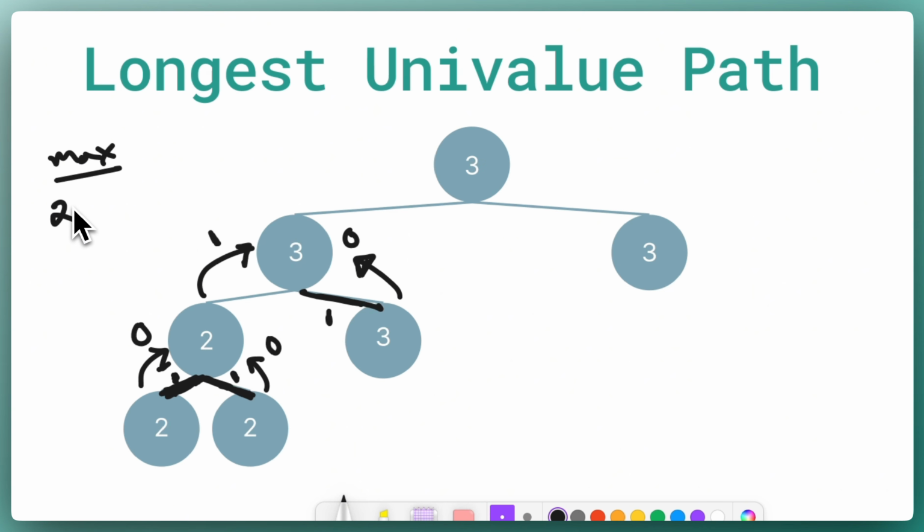Now we have to return a value up to our parent. We need to return the longest Univalue path that can be extended to our parent, okay? And that's really just this path right here. So we're going to return a 1. Now, this is a leaf node. This is going to return a 0. Okay, so our root node has to do the same thing, has to use these two values to calculate the longest Univalue path that runs through it, which is really just this path.